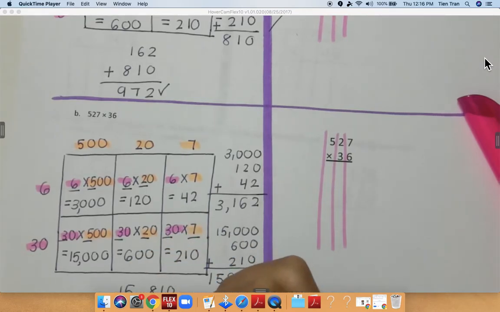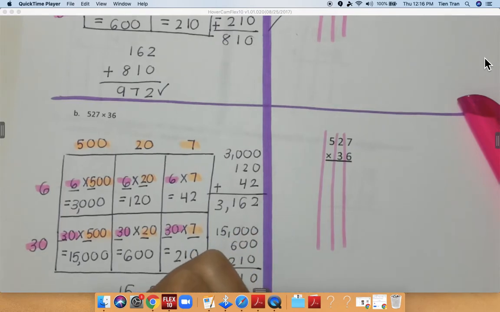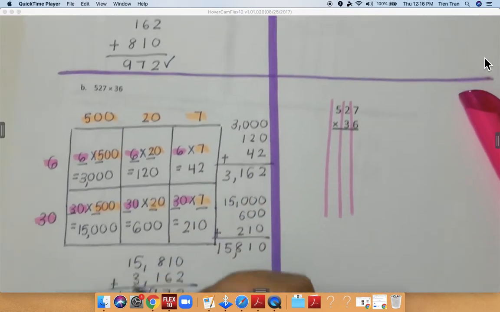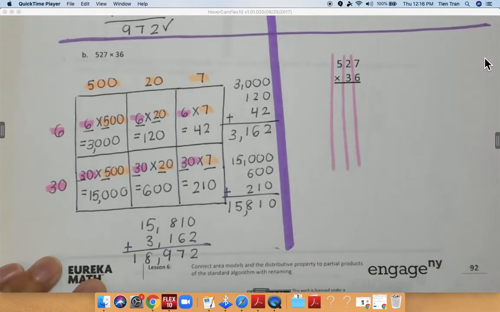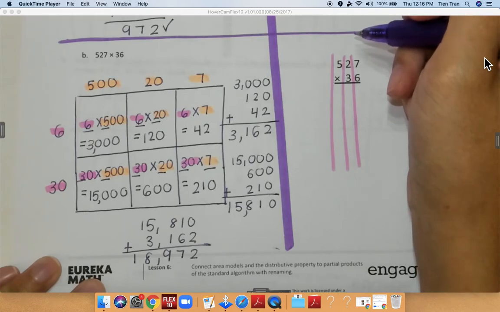Now I can add those two numbers together to get my final answer. 0 plus 2 is 2, 6 plus 1 is 7, 8 plus 1 is 9, 5 plus 3 is 8, and bring down my 1, I get 18,972. Now, I'm going to solve using the standard algorithm to see if I get the same thing.